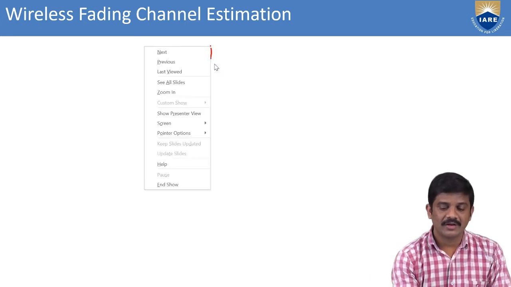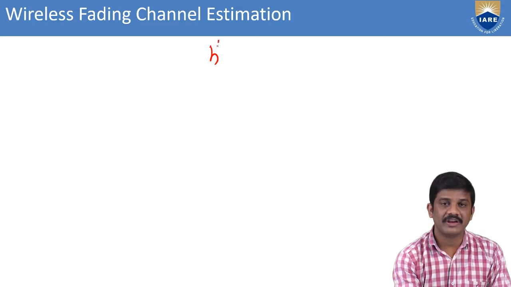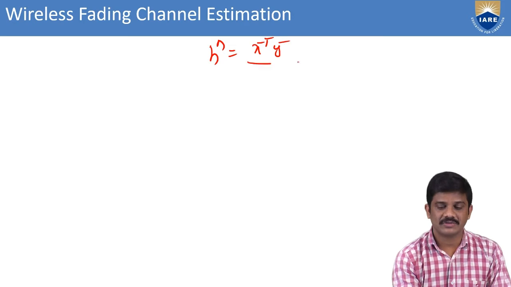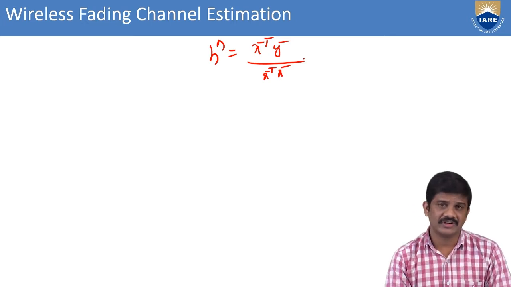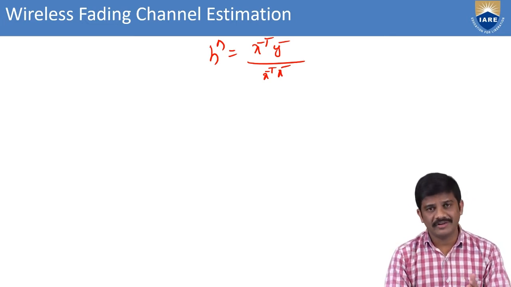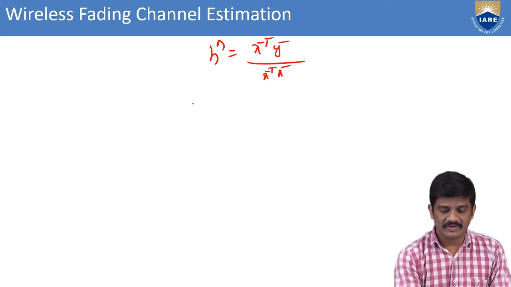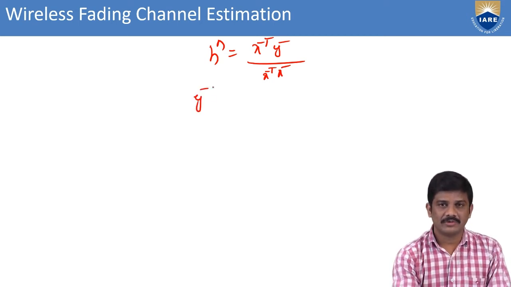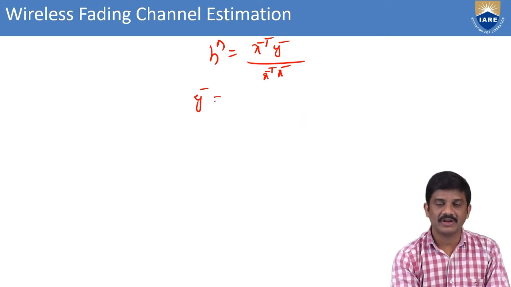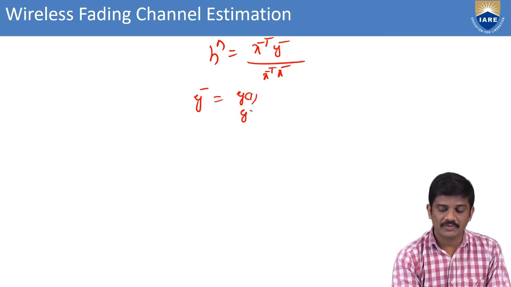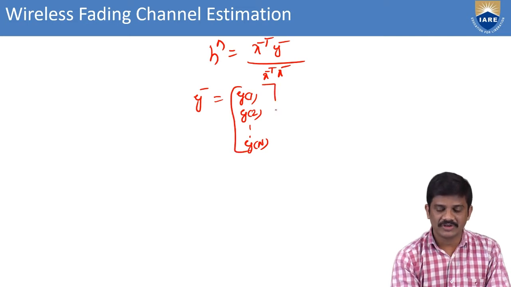We know this h hat. We can recall this one: h hat equals x transpose y bar divided by x transpose x bar. This we took from the previous session, in the maximum likelihood function, where we derived this equation. Then we can write the vectors of the received observation parameters: y of 1, y of 2, and so on, y of n. These are the observation vectors. Y bar is the observation vector.